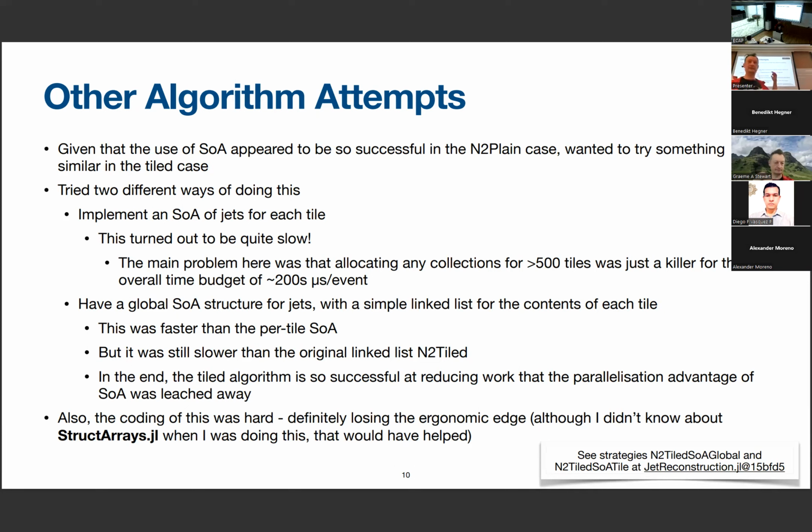So yeah, I think hats off to the FastJet people. They found really the best way of doing this, although we re-implemented that inside of Julia. I have to say that ergonomically working with SOA was really difficult, but I didn't know about struct arrays back in those days. You come across a new ecosystem and you don't know everything. So if I was to redo it today, it would be a lot easier to work with, but I doubt it would be any faster in the end. For posterity, these things are preserved in GitHub if anybody wants to go and have a look at them, but they've been removed from the actual code nowadays.